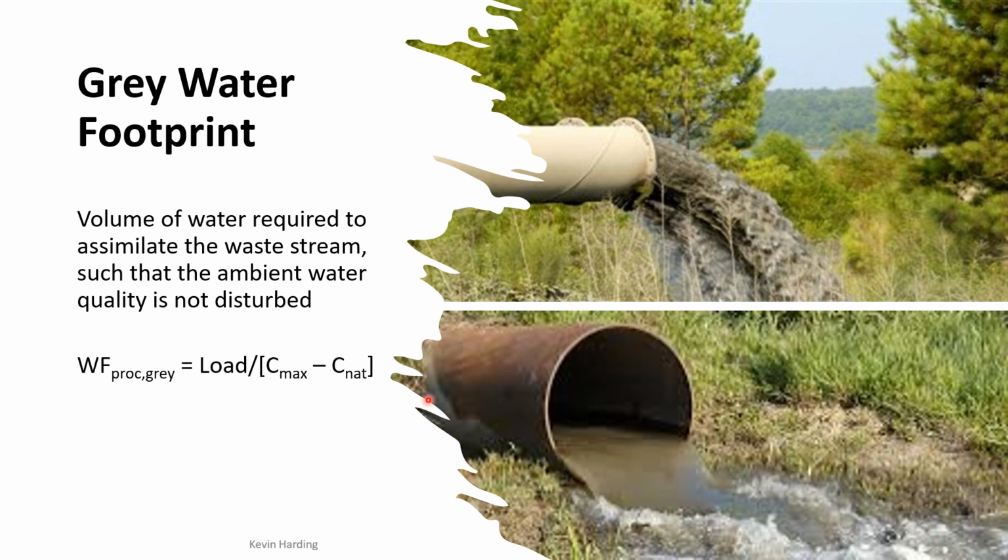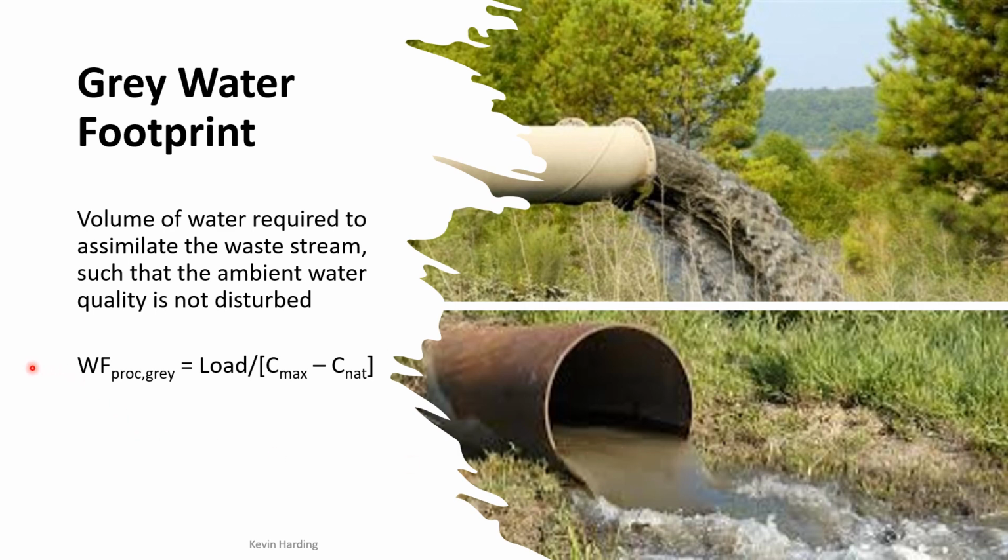The mathematical formula to calculating that would be the water footprint of the process for the gray portion being the load, so that is the amount of dirty water going in, divided by the maximum concentration in our stream minus the natural concentration that's actually going in here. We talk about the maximum concentration because somebody might ask me, well, what pollutant are we talking about? Are we talking about BOD, COD, phosphates, nitrates, sodium? I don't know what pollutants we've got in here. We might have arsenic. Who knows what else is in there? We take the one that is the most pollutant.